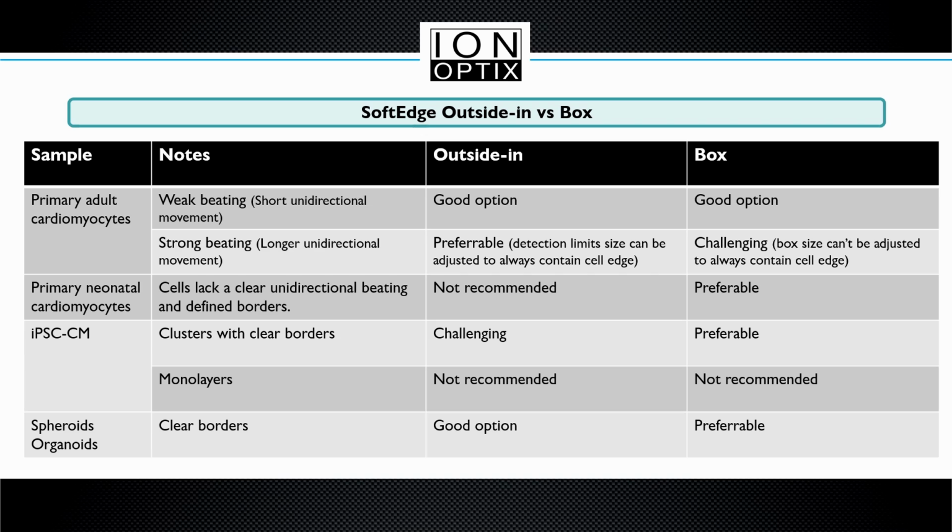Finally, if you're working with 3D cultures like organoids and spheroids, which typically exhibit clear borders, both edge detection options can be useful. However, we recommend using the box option in these cases as well for optimal results due to line averaging and auto-scaling to remove any inconsistency in edge detection.